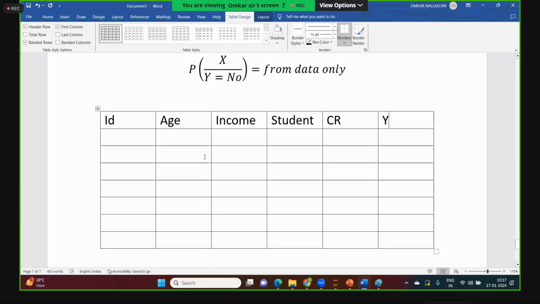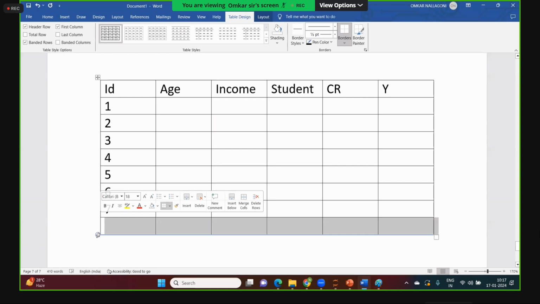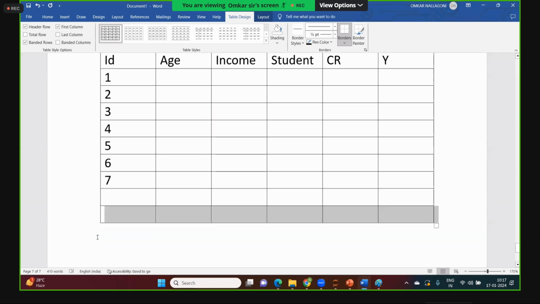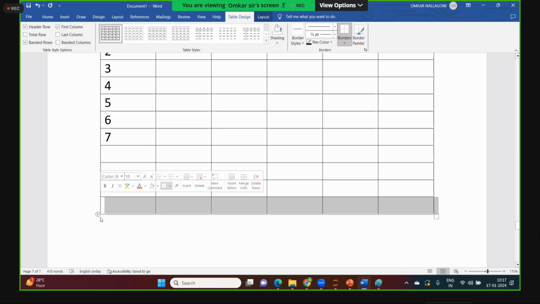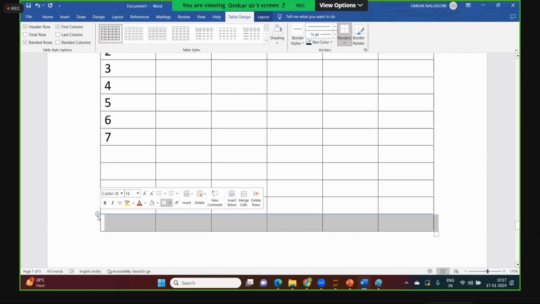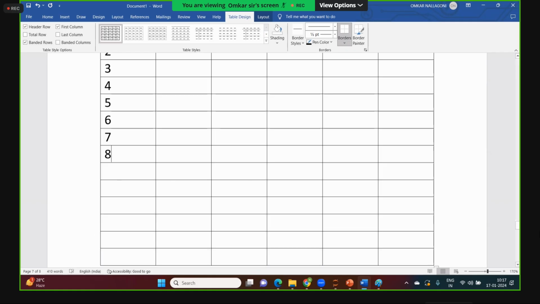Output Y. And the rows are 1, 2, 3, 4, 5, 6, 7, 8, 9, 10, 11, 12, 13, and 14. Note it down.